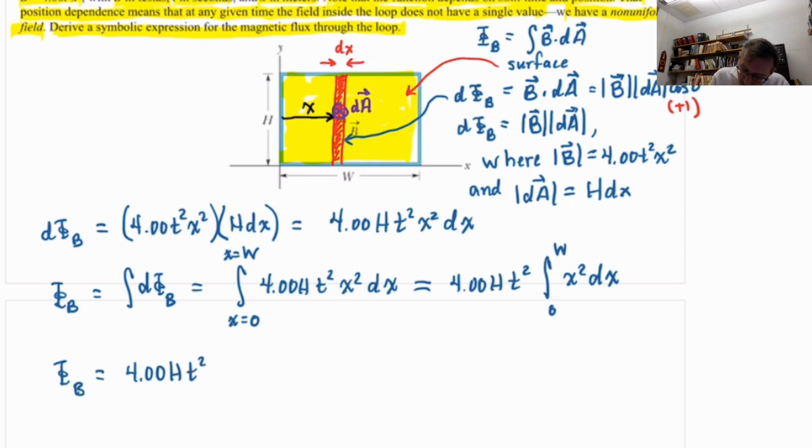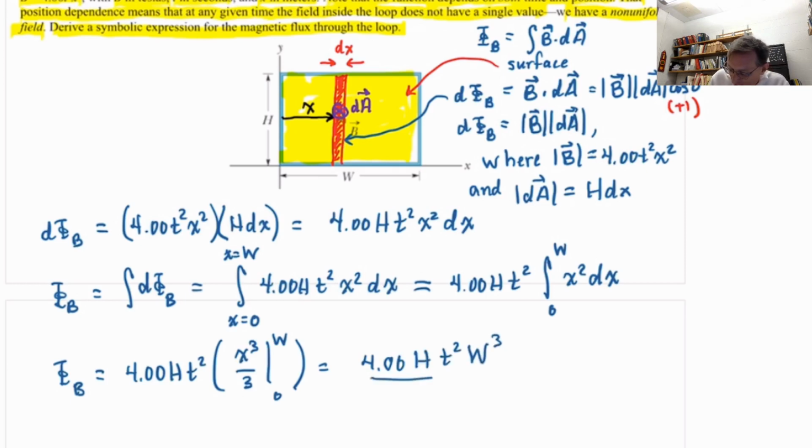That's just x cubed over 3. And then put in the limits from 0 to w. And you have 4h t squared w cubed over 3. And that's your symbolic answer for the total magnetic flux through that rectangle.